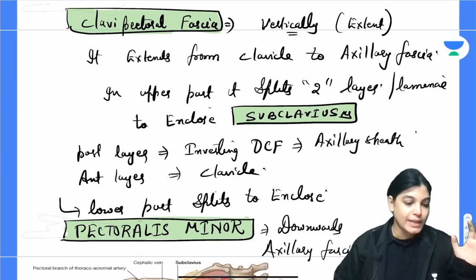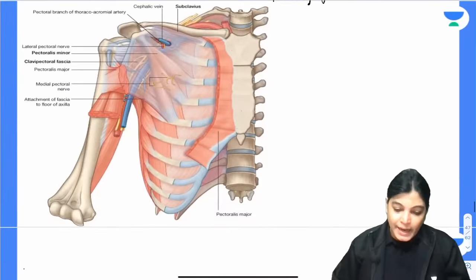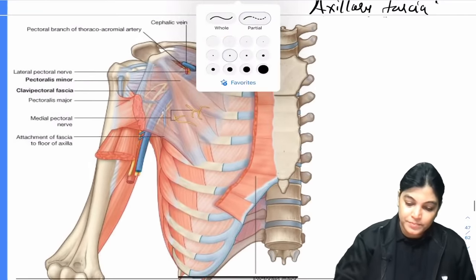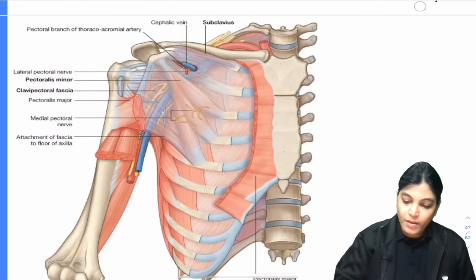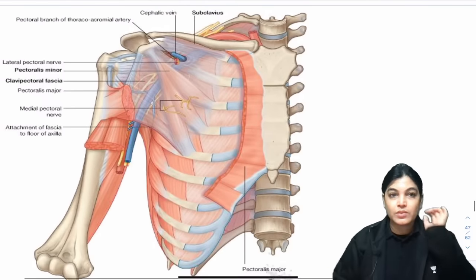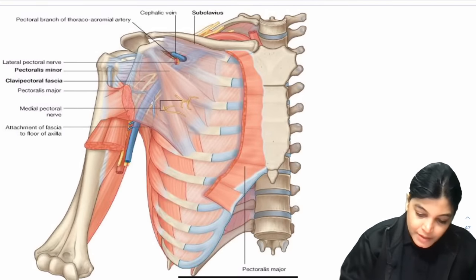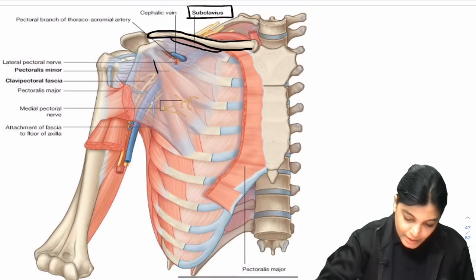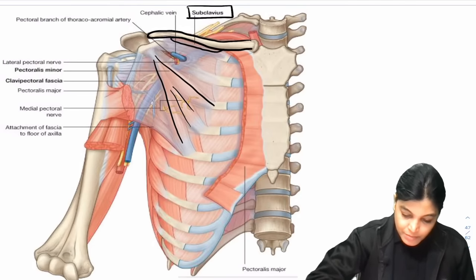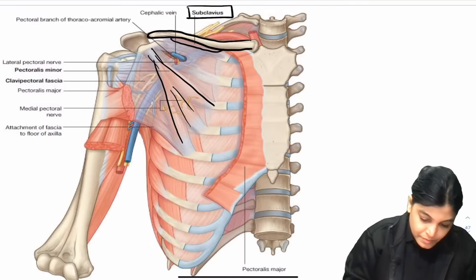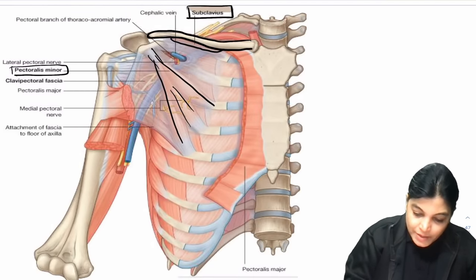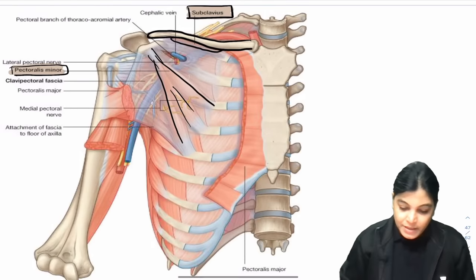We will also talk about the horizontal extent. Now, before that, once again, I want to show you this diagram. See here, same thing. This is the clavicle. The clavipectoral fascia is enclosing the subclavius muscle, then enclosing the pectoralis minor muscle. So, these two muscles are enclosed by it: one is the subclavius muscle, the other is the pectoralis minor muscle.